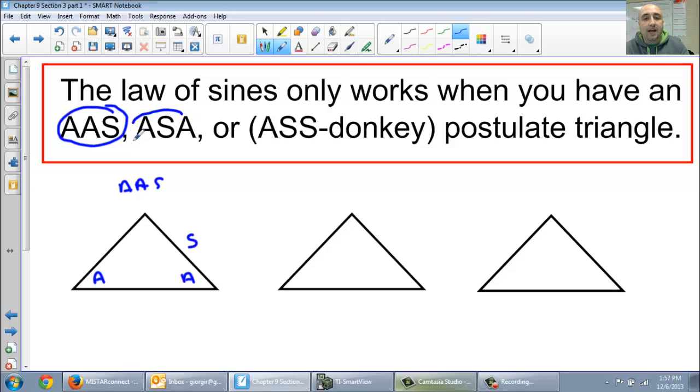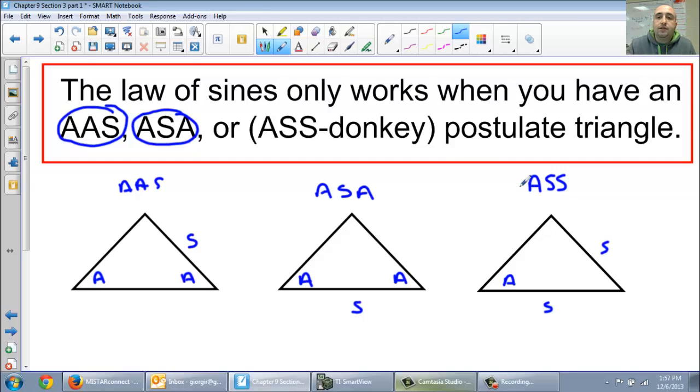The second one is angle, side, angle. Let's say I gave you two angles and the side in between them. Notice the difference. The first one is angle, angle, and then a side. This one is an angle, a side, and then an angle. And then everyone's favorite law of sines problem is the angle and then two sides next to each other. So this is the donkey postulate, or the angle, side, side postulate. Hopefully you get the donkey joke. All right, so these are the only three cases where you can use law of sines.